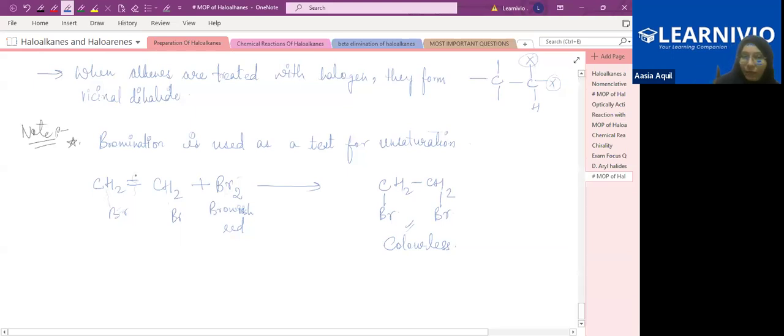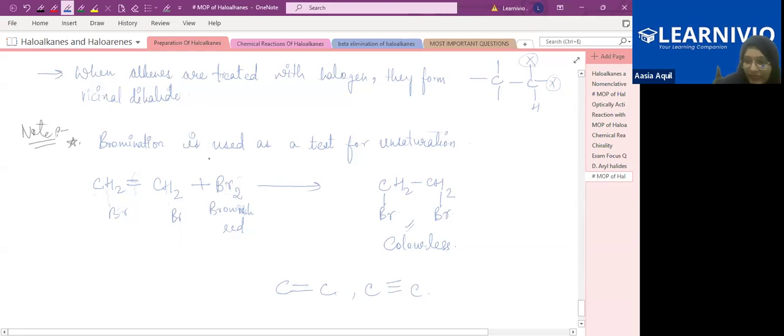Which shows that there is a double bond. There is a double bond, unsaturation, in this alkene. So basically this bromination test is used as a test for unsaturation, not for saturation, if there is a double bond or triple bond.